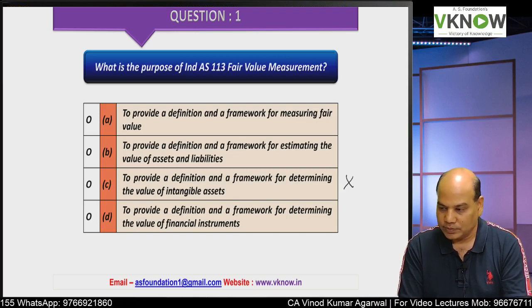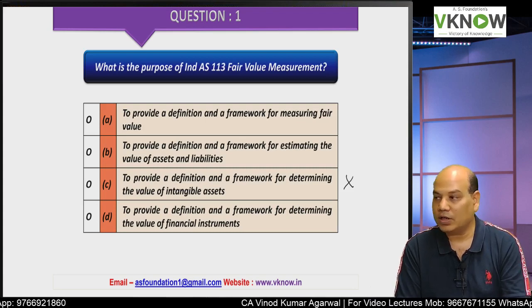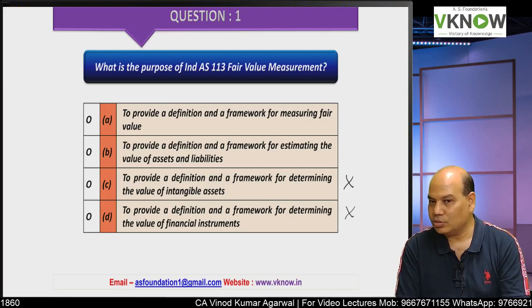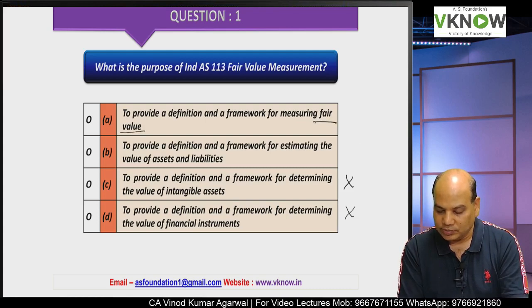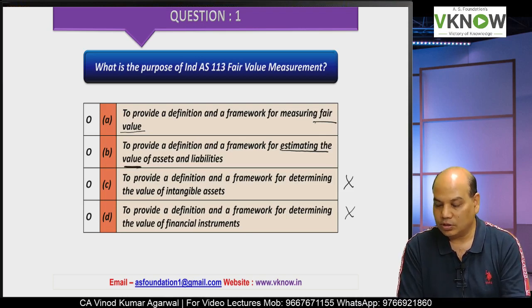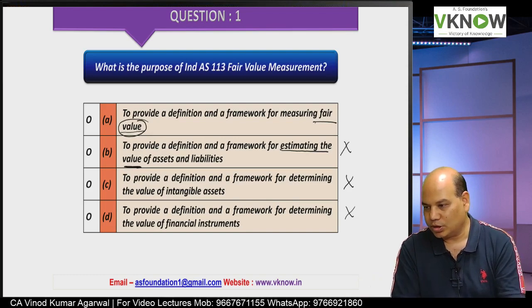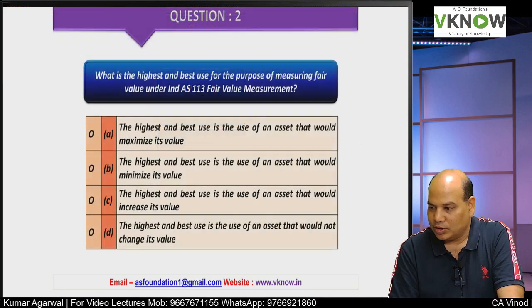This is gross mistake. To provide a definition and framework for determining the value of financial instrument. Is it only applicable to financial instrument? No, it's applicable to fair value of all assets and liabilities. So therefore, and here it is written estimating the value. They should have used the word fair value. So this is also not acceptable. So fair value of asset, liabilities and equity. So which is the right answer? A. You can follow elimination technique also.